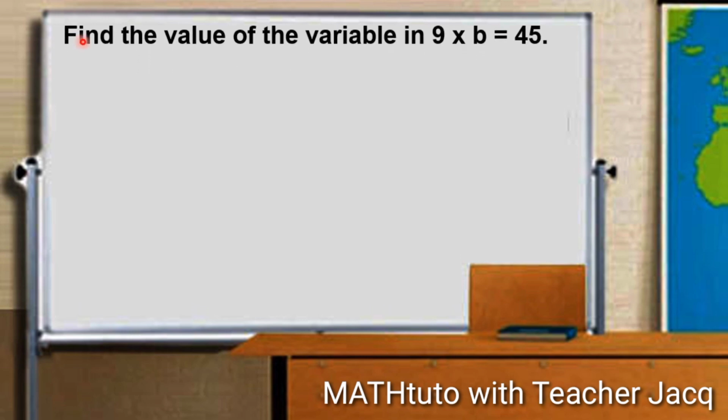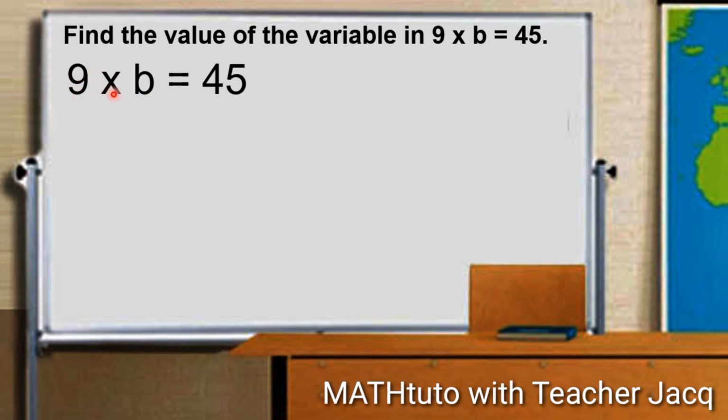Let's have our next example. Find the value of the variable in 9 times b equals 45. Okay? Rewrite natin yung ating given. 9 times b equals 45. So, ang ginagamit nating method is transposing method. Sa transposing method, kapag nililipat mo yung given from other side papunta sa other side, pinapalitan natin ng operation or sign. So, ito sa ating given yan, para matira yung ating variable na b, ililipat ngayon natin tong si 9.